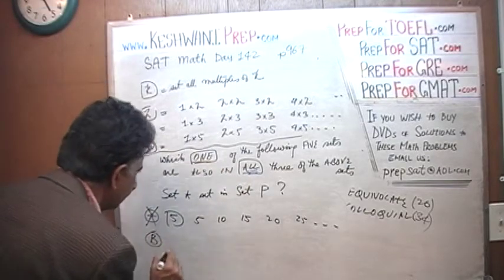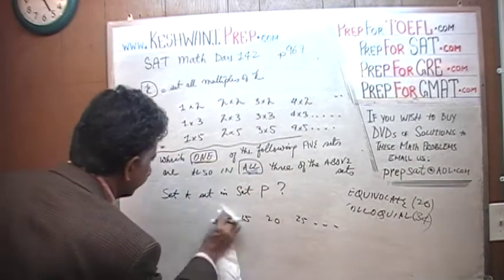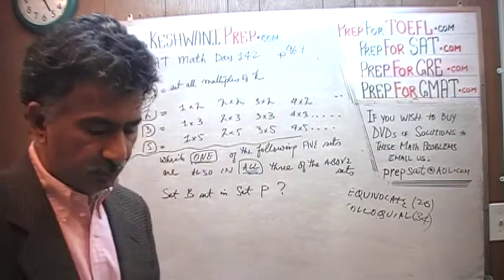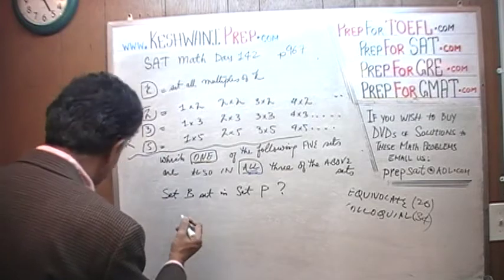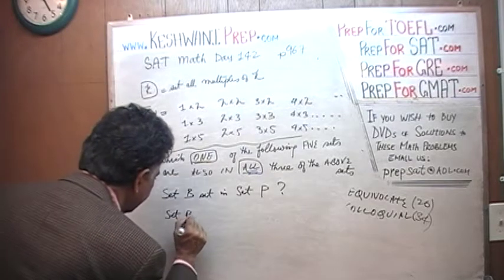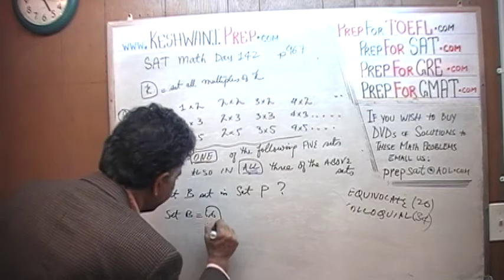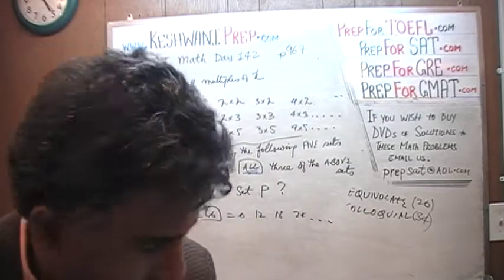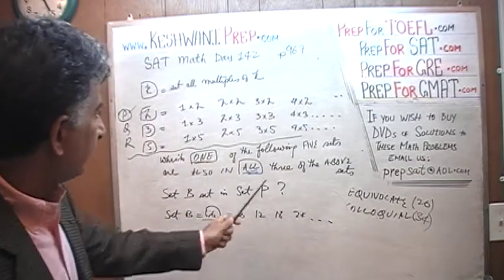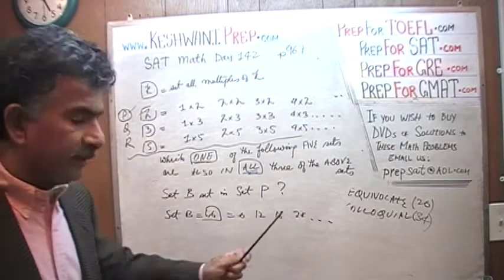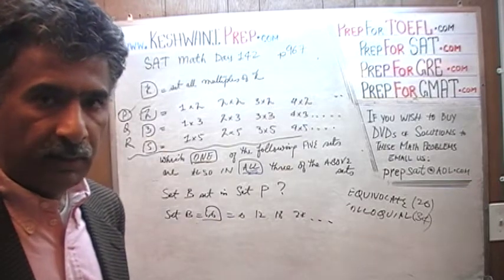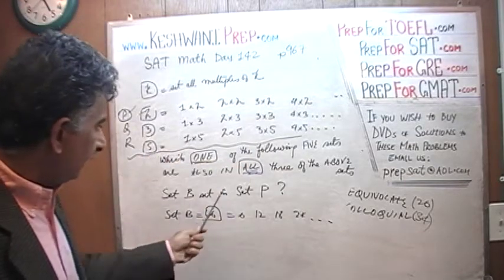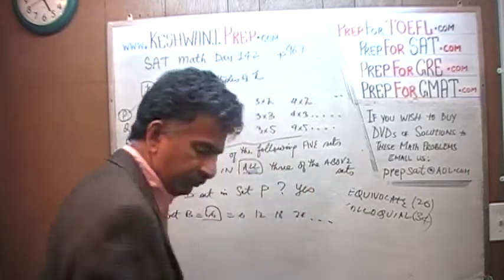Let's move on to answer choice B. Is set B in set P? We're going to do them one by one, P, Q, and R, separately. Set B is multiples of 6, which are 6, 12, 18, 24, and so forth. The question is, are these numbers present in set P? The answer is yes, because all multiples of 6 are even numbers, and since set P is a set of even numbers, the answer is yes. Let's move on to the next question.